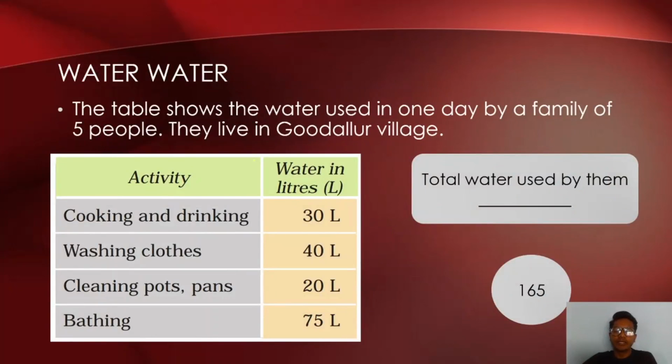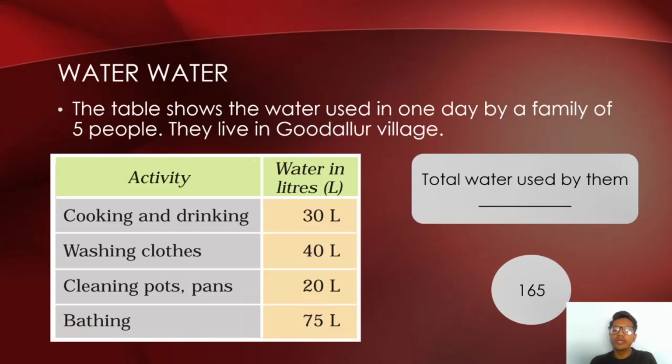Water. The table shows the water used in one day by a family of 5 people. They live in Gudalur village. So here one table is given in which the quantity of water used by the family is given. First let's see what the activities are. The first activity is cooking and drinking. The next is washing clothes, cleaning pots and pans, and bathing.